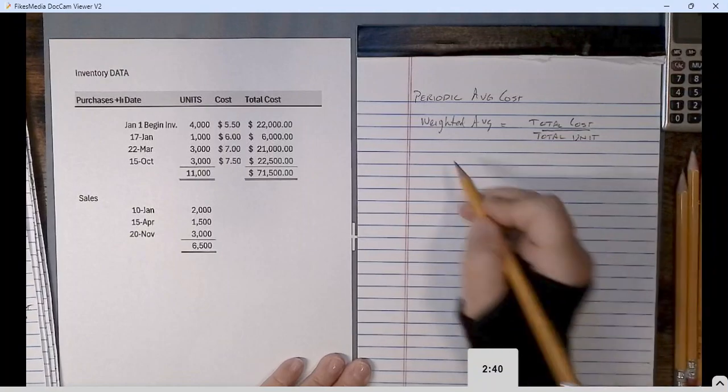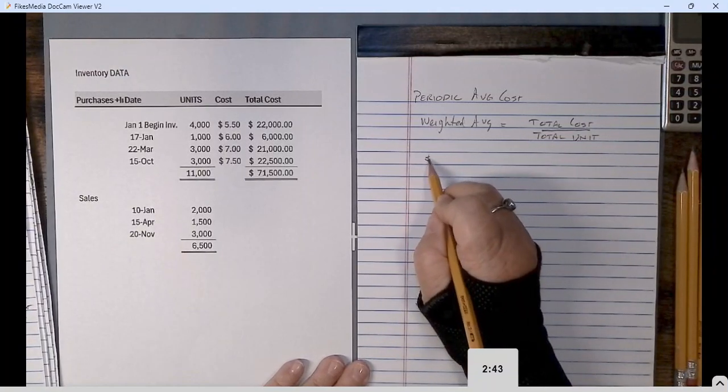Don't just look at this, write these things down. Use your hands to write these down.